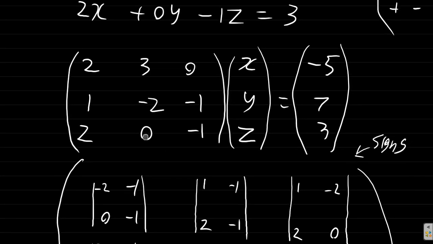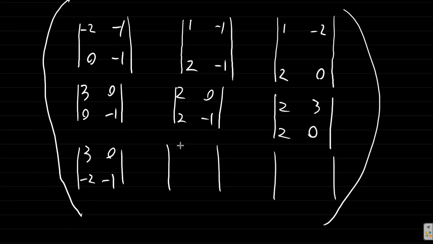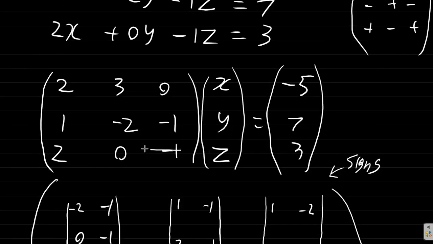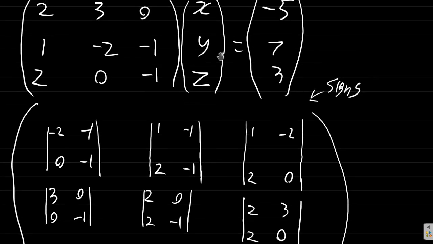Then the minor of 0 would be, when you cover the row and column with 0, the uncovered are 2, 0, 1, negative 1. Then when you cover the row and column containing the negative 1, the minor of this negative 1 is 2, 3, 1, negative 2. Alright, so that's the matrix of minors.